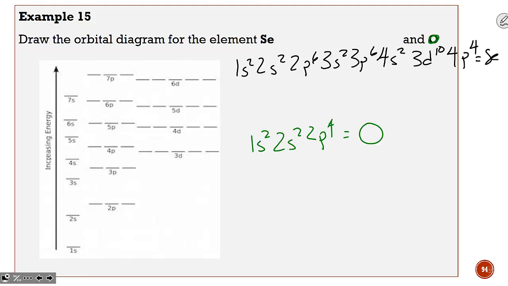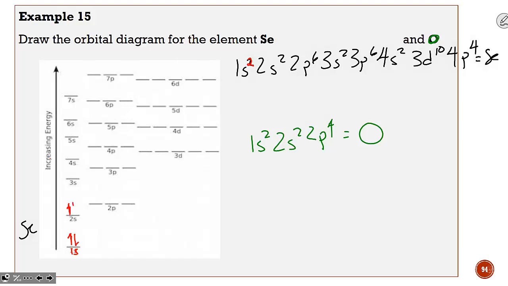All right, welcome back. Selenium: 1s2, 2s2, 2p6, 3s2, 3p6, 4s2, 3d10, 4p4 would be selenium. So to fill selenium's orbital diagram, we're going to show the increasing energy as we fill these orbitals. So selenium 1s2 means in the first energy level, the s orbital, we will put 2 electrons. One will spin up, the other will spin down.